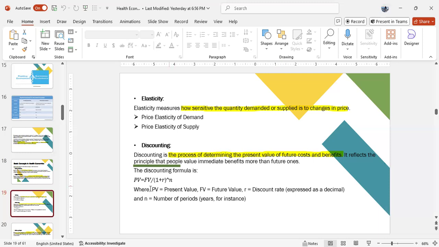The discounting formula is PV = FV / (1 + r)^n, where PV is present value, FV is future value, r is the discount rate expressed as a decimal, and n is the number of periods, for example, in years.